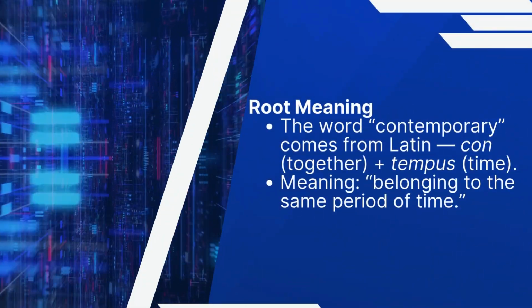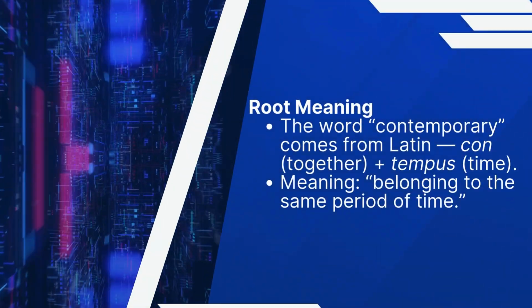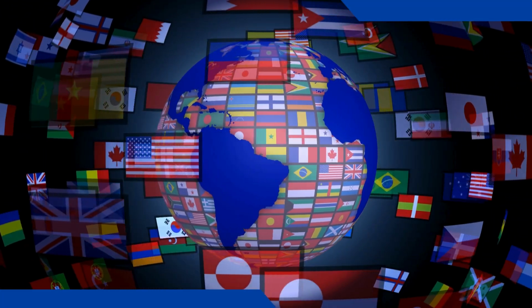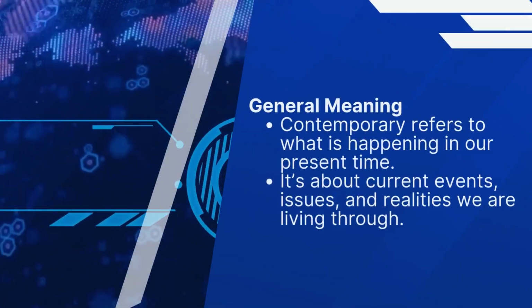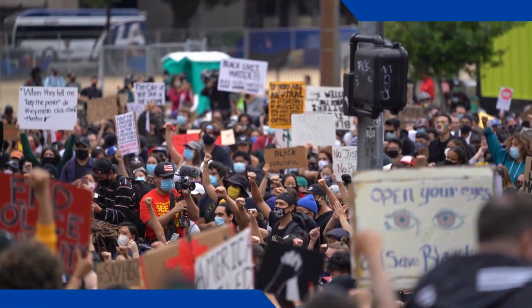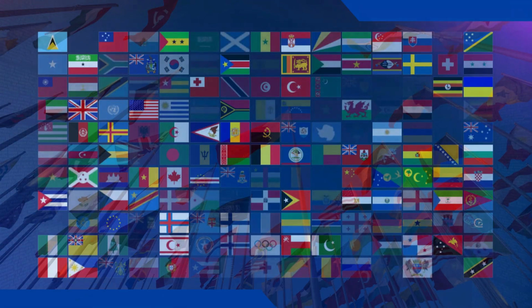The word contemporary comes from Latin, con, which means together, and tempus, which means time. So literally, it means belonging to the same period of time. In simple terms, contemporary refers to what is happening in our present time. It's about the issues, events, and realities we are living through right now.